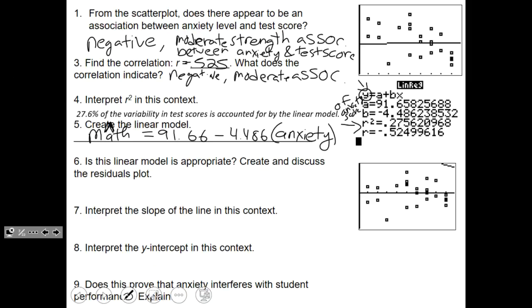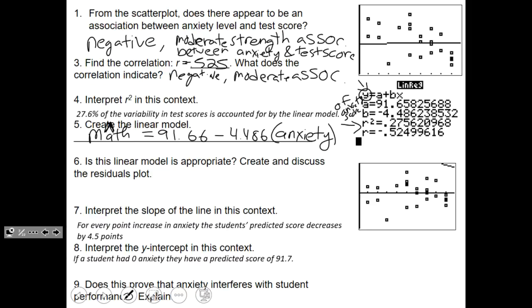So interpret the slope of the line. The slope was a negative 4.48. I'd probably round that down. And what I would say is that for every point increase in anxiety, a student's predicted score is going to decrease by 4.5 points, and that's exactly what we see. I interpret the y-intercept. If a student had zero anxiety, which is my x values, they'd have a predicted score of 91.7. Now, that may be true, it may not be true. Our model only accounts for 27% of variability. So whether or not there's any truth to that, I don't know.